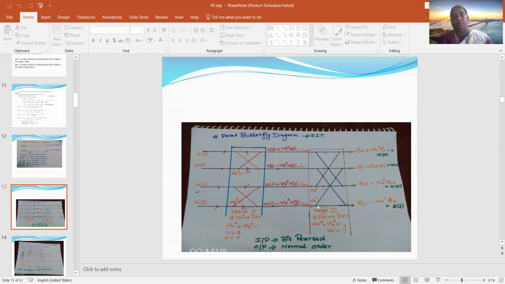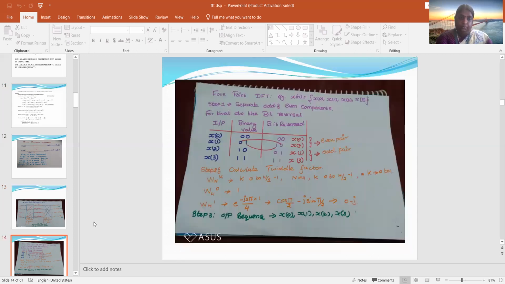So like this we have to do the 4-point DFT. Especially in the DIT, whenever I am using DIT, that is decimation in time, the input has to be bit reversed and the output should be in the normal order. So the first example we are going to see is a 4-point DFT, how to solve. Okay, so now we are going to see how to do the bit reversal and as well as to write the sequence. So for a 4-point DFT, for example, x of n is x of 0, 1, 2, 3.